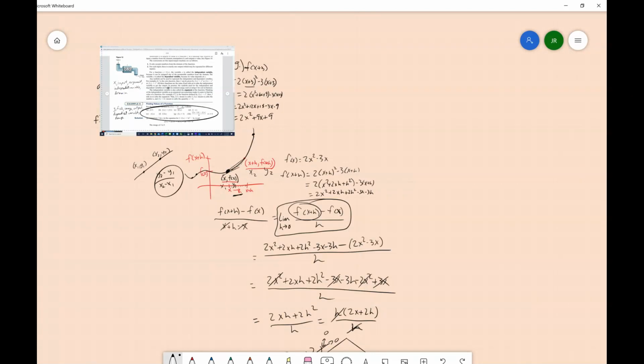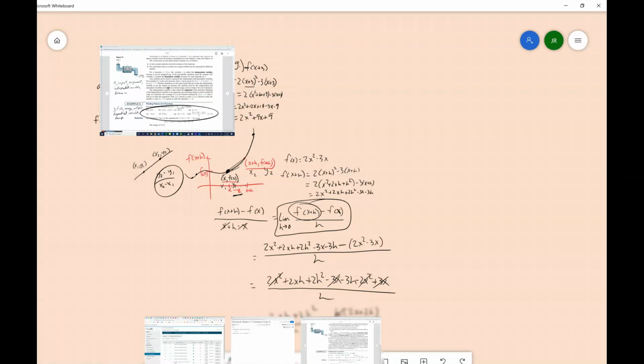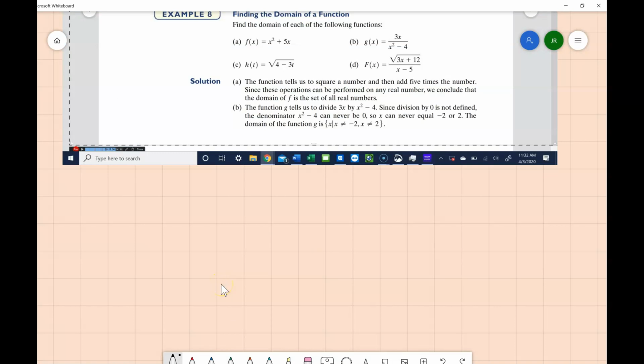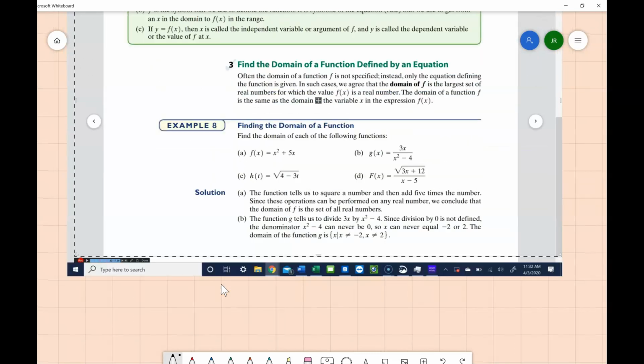All right, moving on to college algebra again. Back to our topics. Okay, the next example wants me to find the domain. How do I find the domain of a function when I'm looking at the equation of that function? All right, let's read the definition of domain.